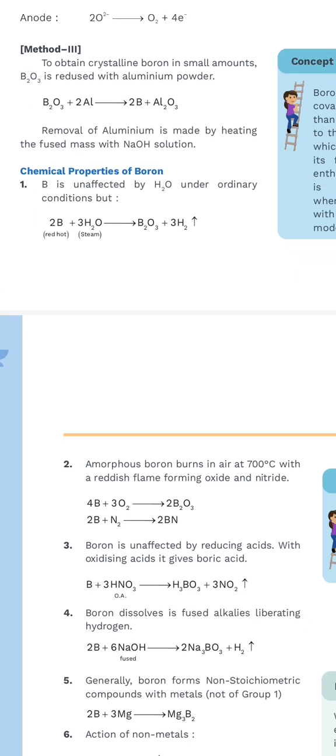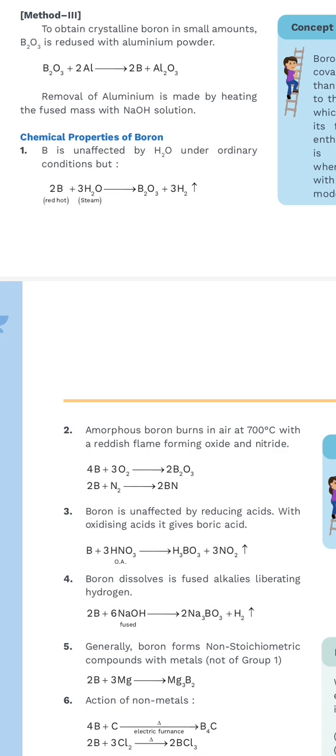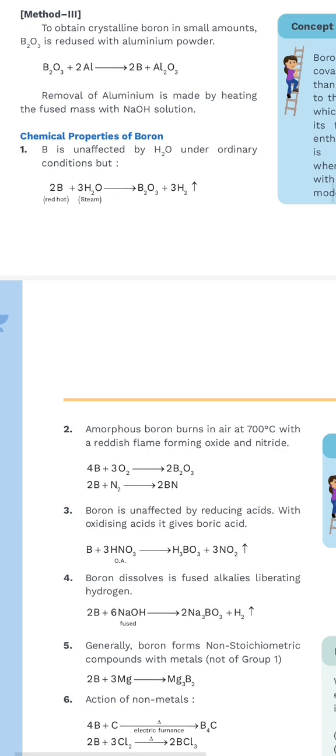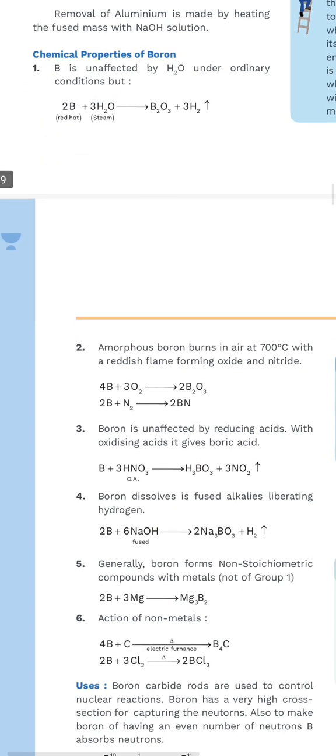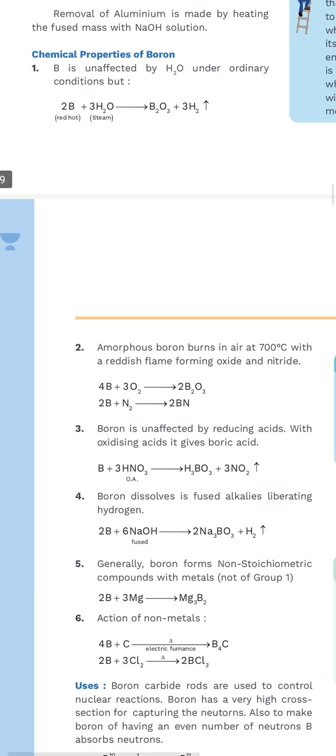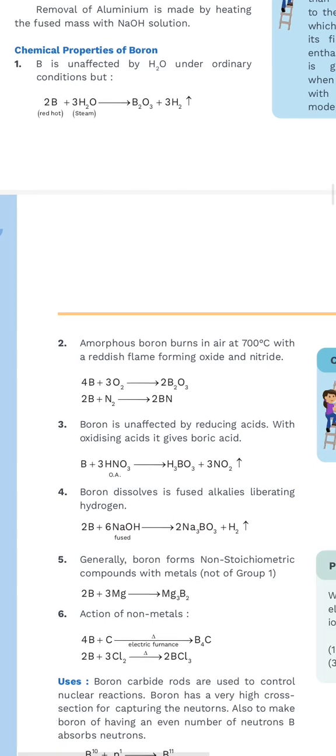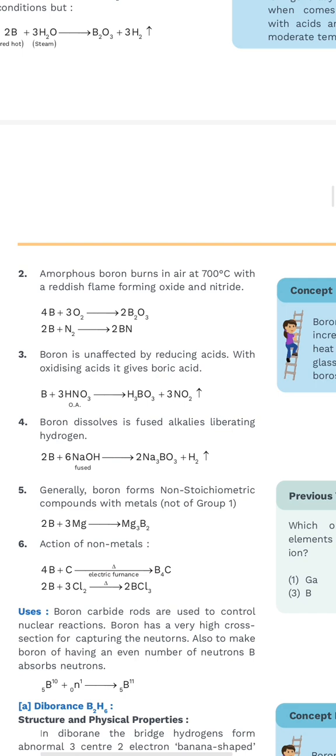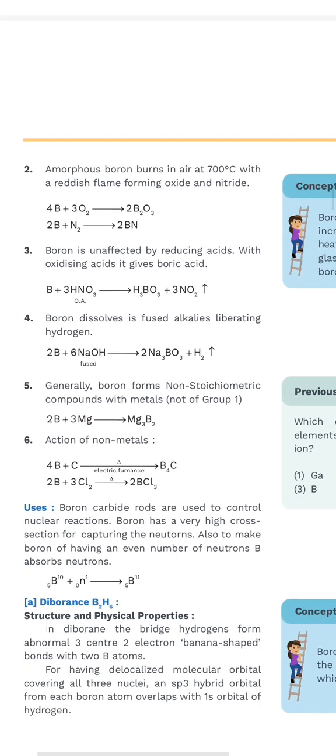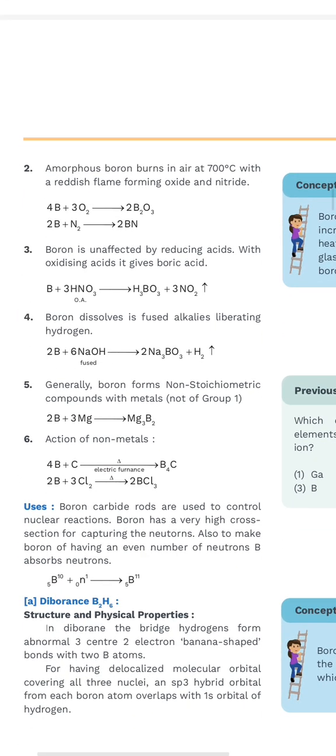Next is chemical properties of boron. Boron is unaffected by water under ordinary conditions. But the following reaction occurs when it reacts with water or steam. Amorphous boron burns in air at 700 degrees Celsius with a reddish flame, forming oxide and nitride.